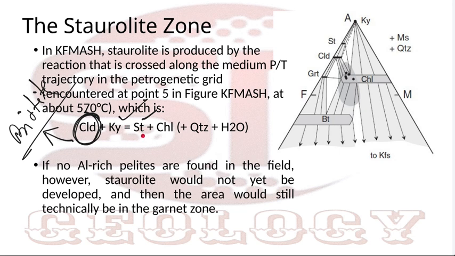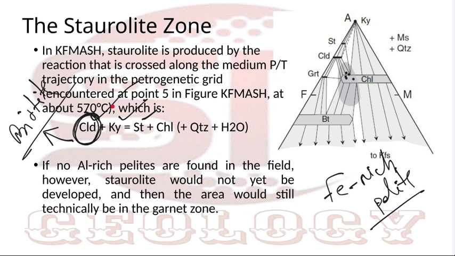Now, in the biotite zone, when or why? Because if there is Fe-rich pelite, then only chloritoid will appear. If there is Fe-rich pelite, then only chloritoid will appear. We have studied this earlier in the earlier slides. So if there is no Fe-rich pelite, then this staurolite zone will not be there. You are getting it now?